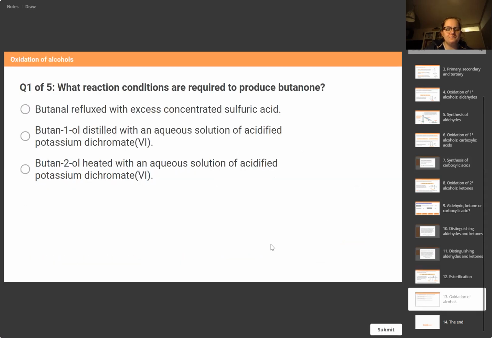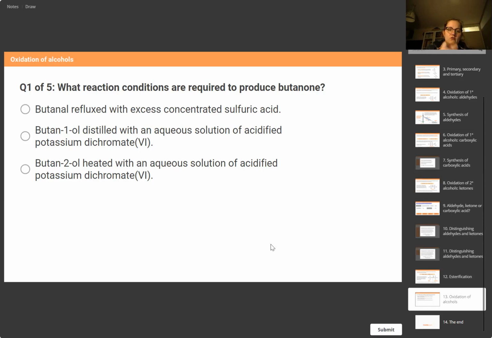So really quickly, if we're looking at what reaction conditions are required to produce butanone? If you ask this question, the important thing to look at is butanone. What is butanone? It ends O-N-E, which means it's a ketone. If it is a ketone, that means it needs to have been a secondary alcohol that has been oxidized. So straight away, it can't be butanol because that's been refluxed. Butan-1-ol has been distilled with an aqueous solution of acidified potassium dichromate. Butan-2-ol has been heated with an aqueous solution of acidified potassium dichromate.